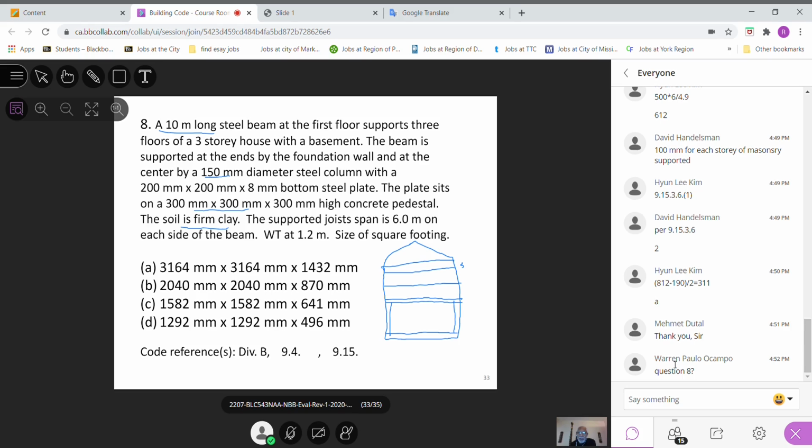Now it says the foundation wall is 10 meters wide, and I have a column. Okay, so I have a column. I'm going to need a footing. The joists on either side are 6 meters, but the columns are spaced 5 meters apart. Okay, my columns are spaced 5 meters apart. My joists are 6 meters.